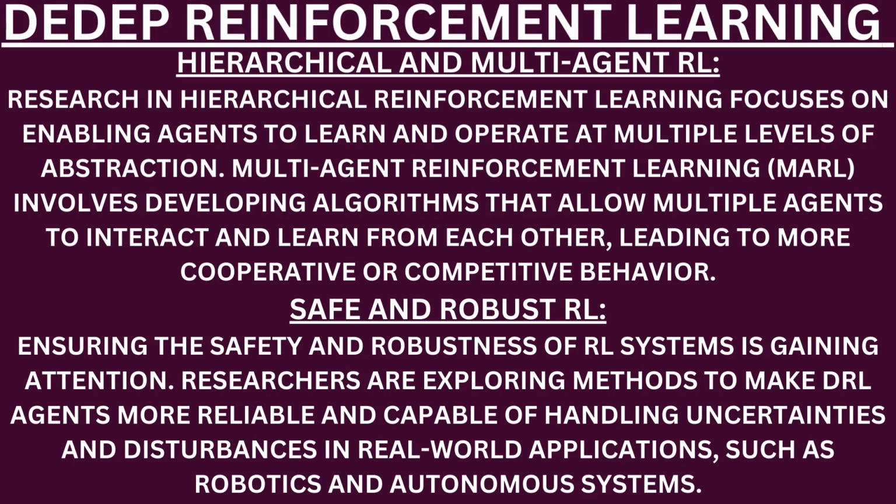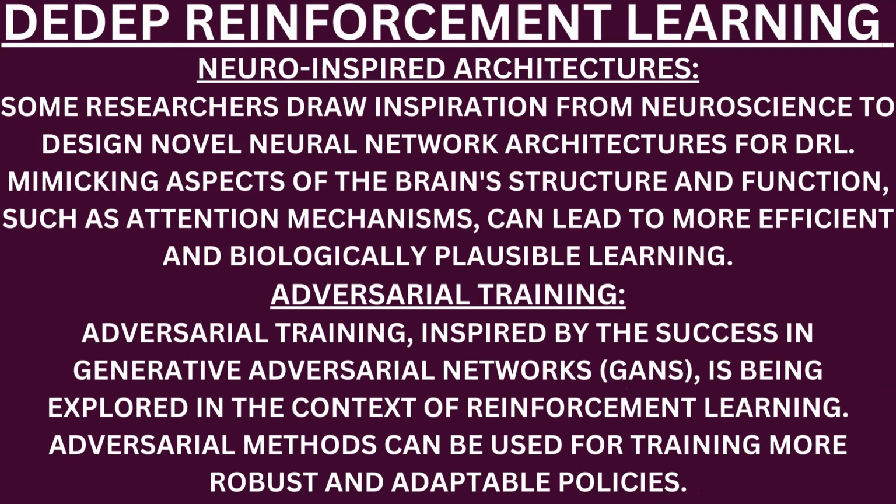Researchers are exploring methods to make deep reinforcement learning agents more reliable and capable of handling uncertainties and disturbances in real-world applications such as robotics and autonomous systems. Neuro-inspired architectures. Some researchers draw inspiration from neuroscience to design novel neural network architectures for deep reinforcement learning, mimicking aspects of the brain's structure and function, such as attention mechanisms, which can lead to more efficient and biologically plausible learning.